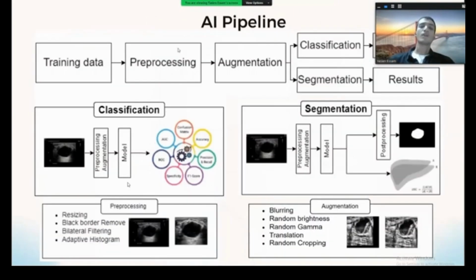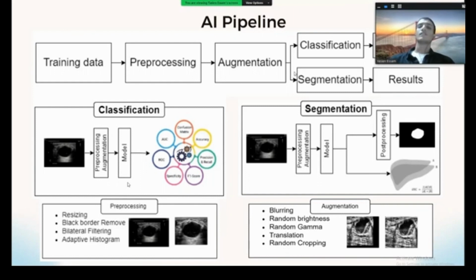For our AI pipeline, we began with pre-processing. We used resizing and black border removal for some of the images, and we used bilateral filtering and adaptive histogram equalization to improve the resolution of the image. Also, for augmentation, we used it to increase the amount of data we have, using blurring, random brightness, random gamma, translation, and random cropping.